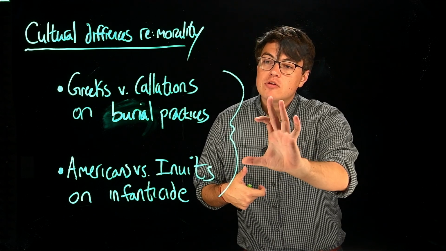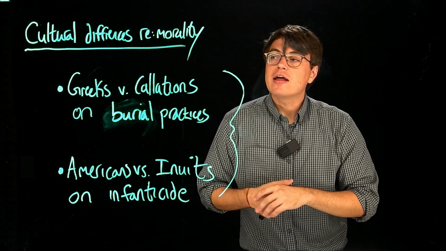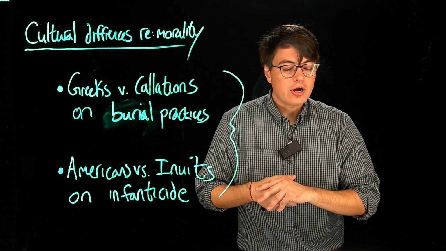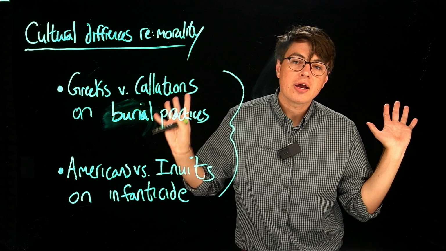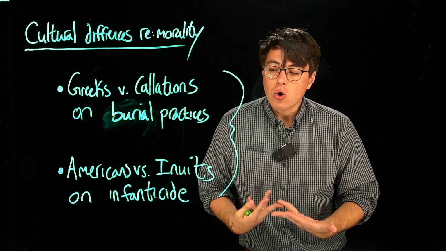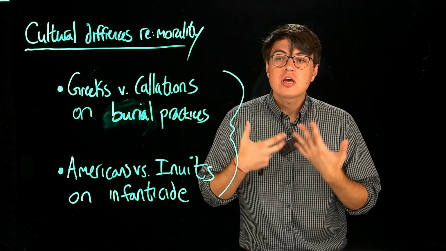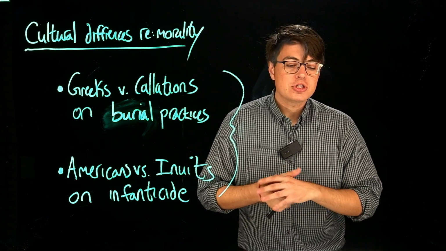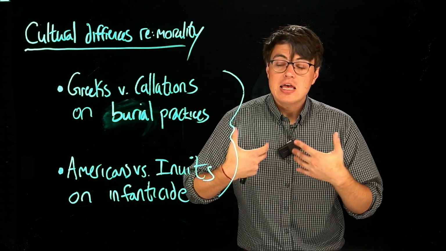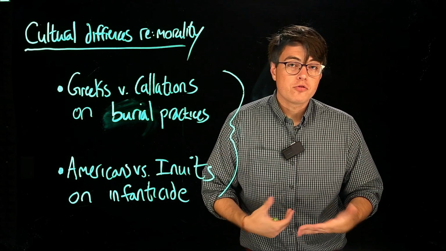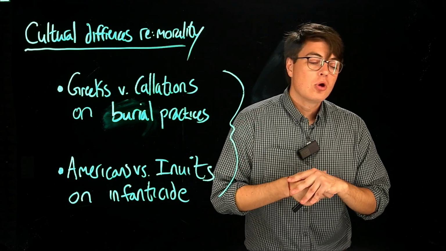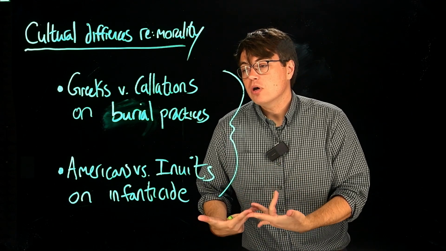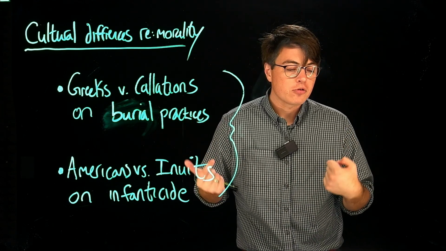And it is cases like these that have inspired both philosophers but also sociologists and anthropologists to sort of throw up their hands and conclude, well, this shows that moral propositions can only be true or false relative to a specific culture. The proposition that it's wrong to eat the dead is true for the Greeks, but false for the Galatians. The proposition that it is morally permissible to do infanticide is true for the Inuits, but false for us.